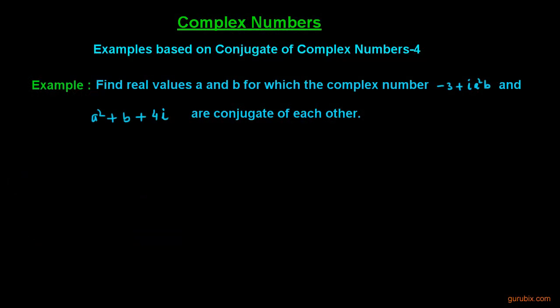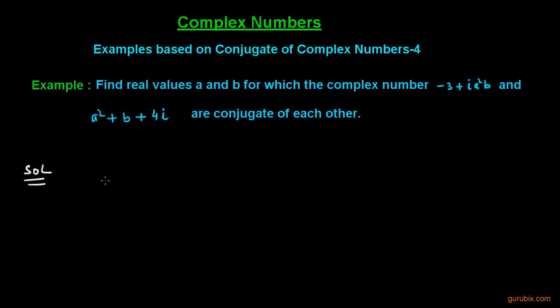Welcome viewers. This is another example on conjugate of complex numbers, and we have an example that is: find the real values of a and b for which the complex numbers 3 plus iota a square b and a square plus b plus 4 iota are conjugate of each other. So let us see how to solve this example.